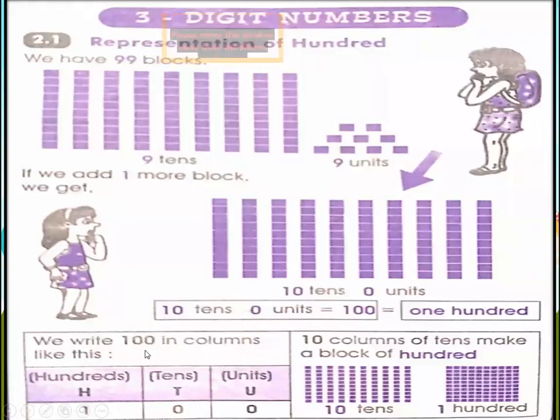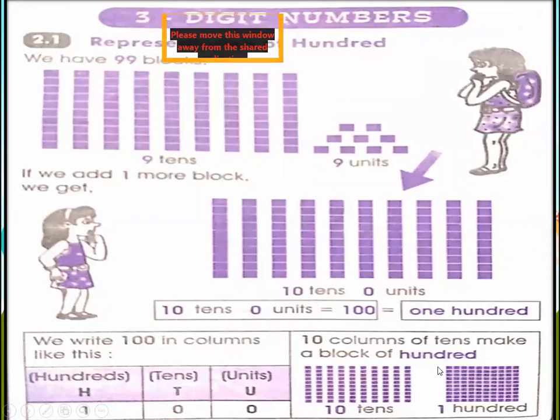So we write 100 in columns like this. Here H means hundred, T means tens, U means unit. In the hundred column, we write 1. In the tens column, we write 0. In the unit column, we write 0. So this number is called 100.